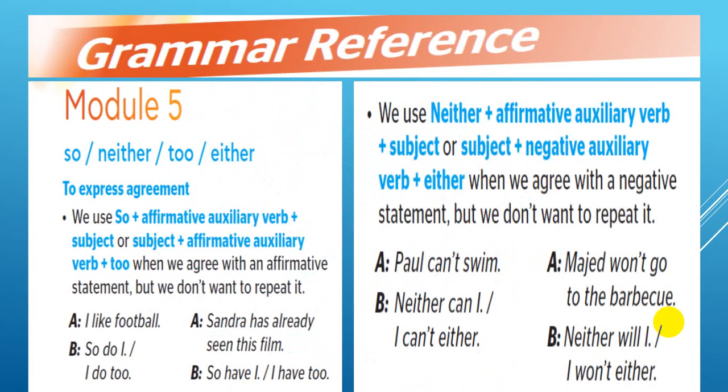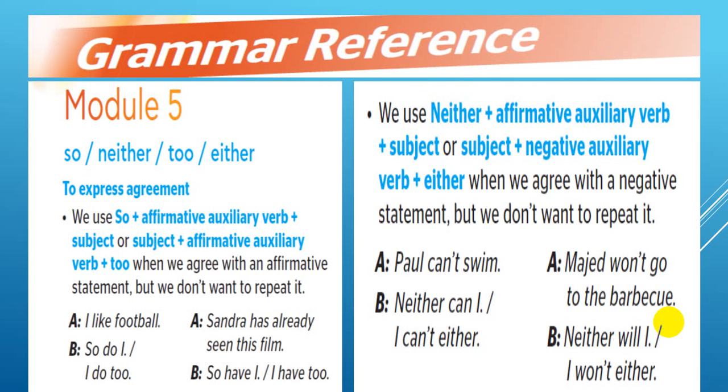Okay, so here we have the grammar reference that I mentioned in your book. So have a look. In module 5, we have so, neither, too, either to express agreement. So we use so plus affirmative auxiliary verb plus the subject, or subject followed by the affirmative auxiliary verb, then too, when we agree with an affirmative statement but we don't want to repeat it. So again, the idea is that we agree about the same subject.